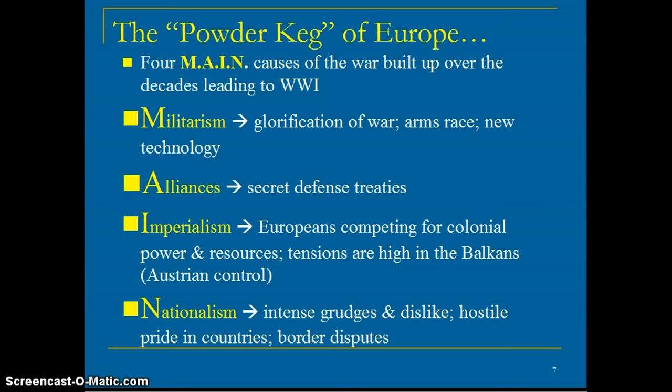Imperialism: this drive for more and more stuff, resources, territories, colonies. Eventually there's a little bit of pizza left and they're going to fight for that last little piece. This sets it up. And then nationalism, what we talked about already three times, this intense 'my country is better than your country' type of idea, along with the desire for independence movements within these old big empires.